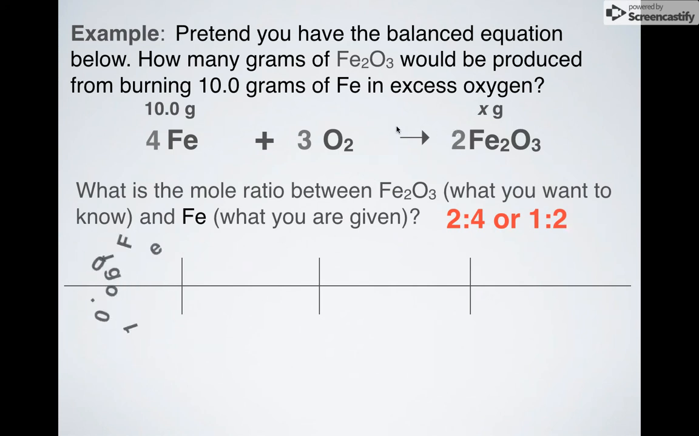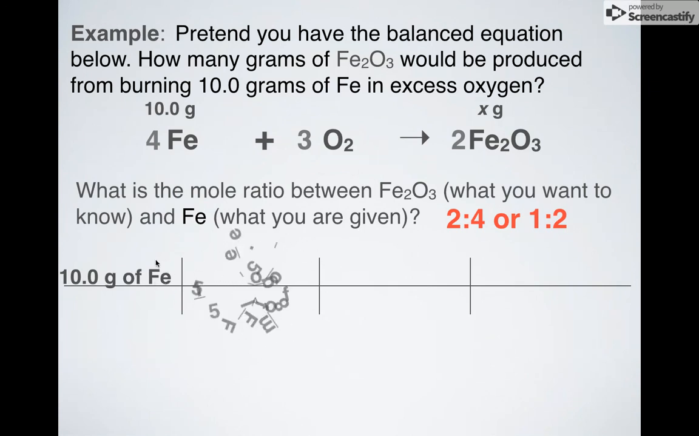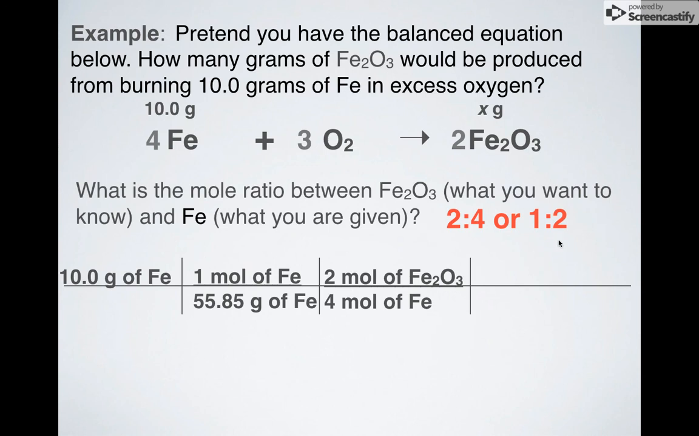Plug in what you know. 10 grams of iron. Good. What is the molar mass of iron? I need to divide by molar mass for my first step. 55.85. What is my mole ratio? I'm going to do 2 over 4, but you could have also done 1 over 2. Same answer. And then I need to add this up. What is iron 3 oxide's molar mass? Because third step, I need to multiply by molar mass. Add it up, you get about 159.7 grams.